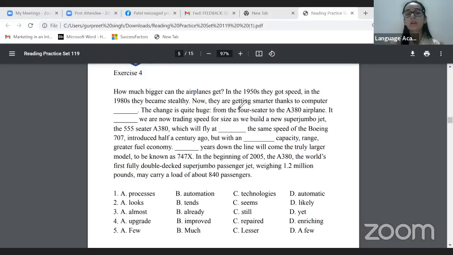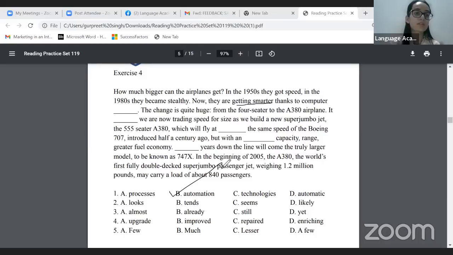They are saying now they are getting smarter. So smarter things are getting smarter because of computer automation. Means AI, artificial intelligence, is being included in things, like we have autopilot modes nowadays. So that is computer automation. There are no computer technologies as such because of which airplanes are becoming smarter, or there are no computer processes.